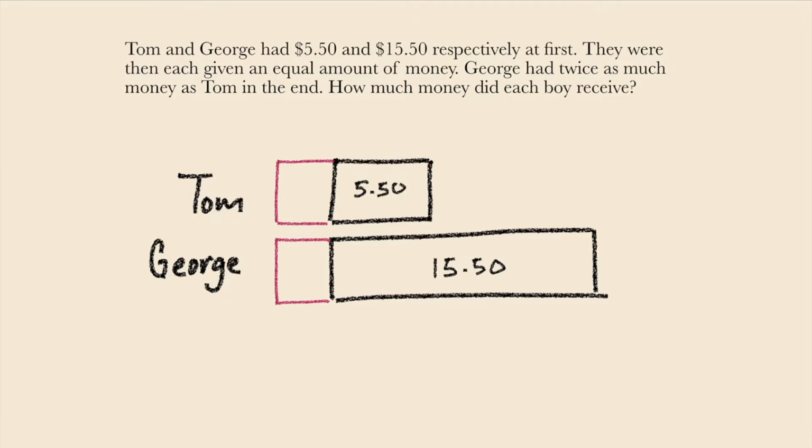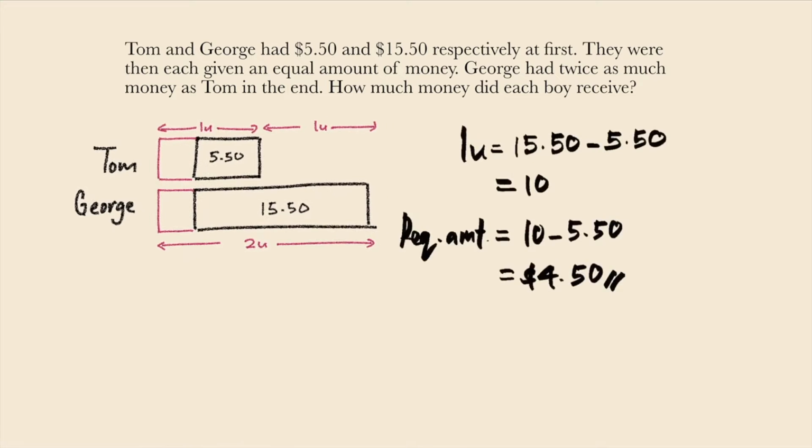After the same amount was added to each, George had twice of what Tom had. So Tom here had 1 unit, George had 2 units. Now if this is 2 units and this is 1 unit, that tells me that this difference here is 1 unit. And that actually is the difference between 1550 and 550. So 1 unit is therefore $1000, the difference between these two real numbers.